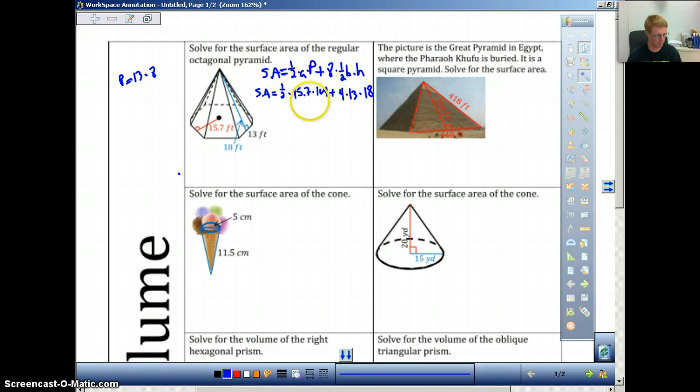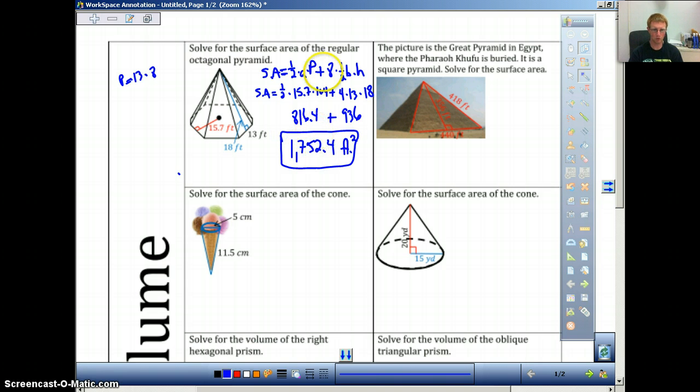So the first set of numbers that we get, 816.4. The second set of numbers here, 4 times 13 times 18, we get 936. Add those two together, we get 1,752.4 feet squared. So that's what our surface area is for this one.